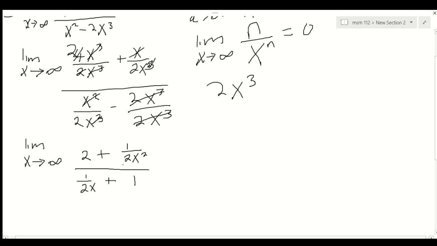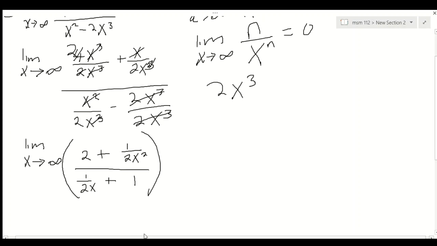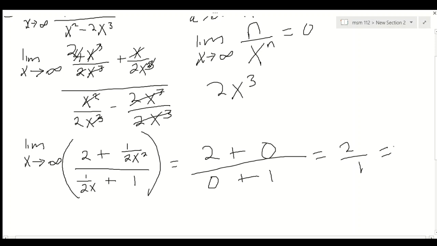So here you now take the limits following these rules. Anything with x under the denominator is going to be 0 when we take the limit. So this will be 2 plus 0 over 0 plus 1, which is just equal to 2 over 1, which is equal to 2. So that's the answer to this question. Hope you enjoyed it.